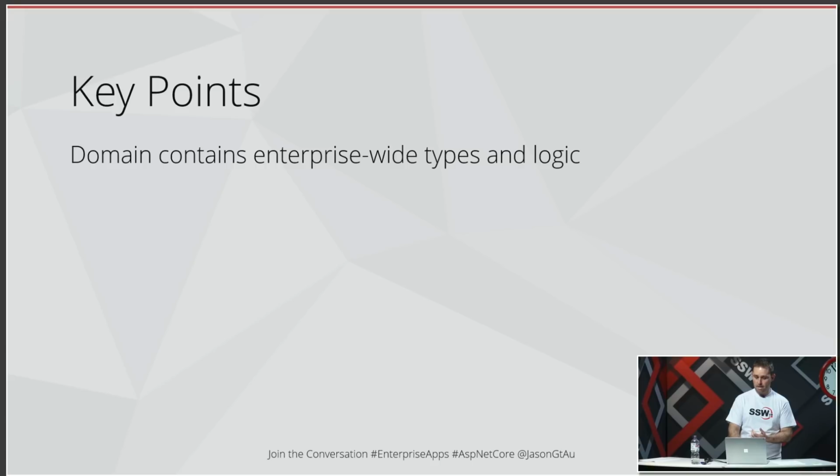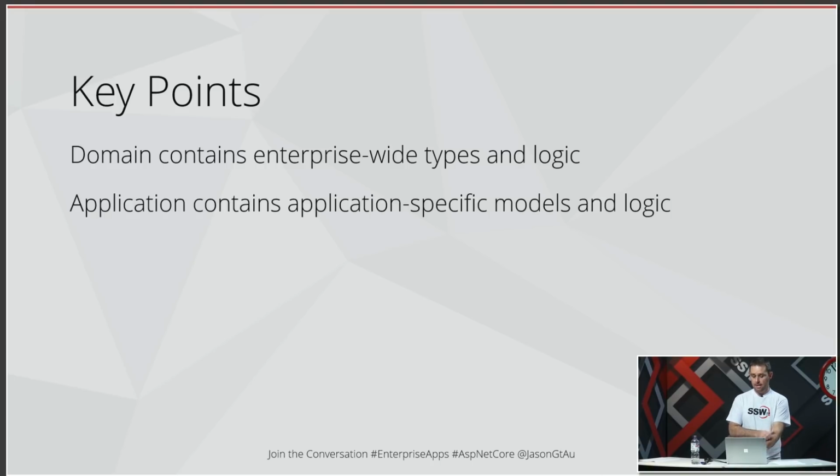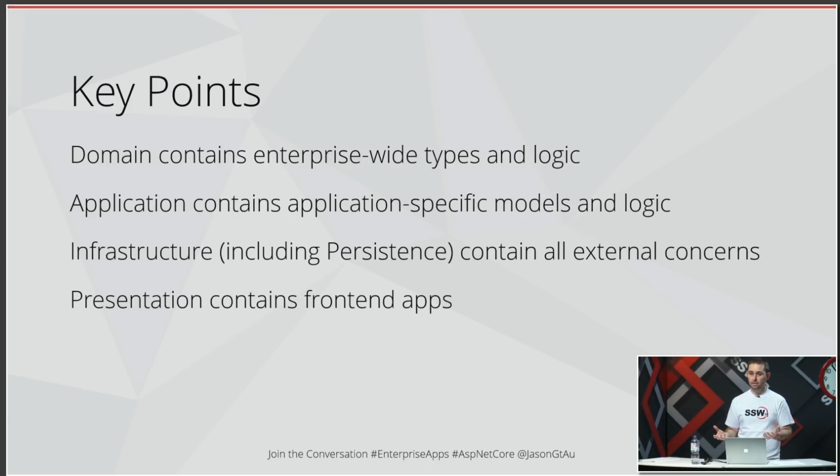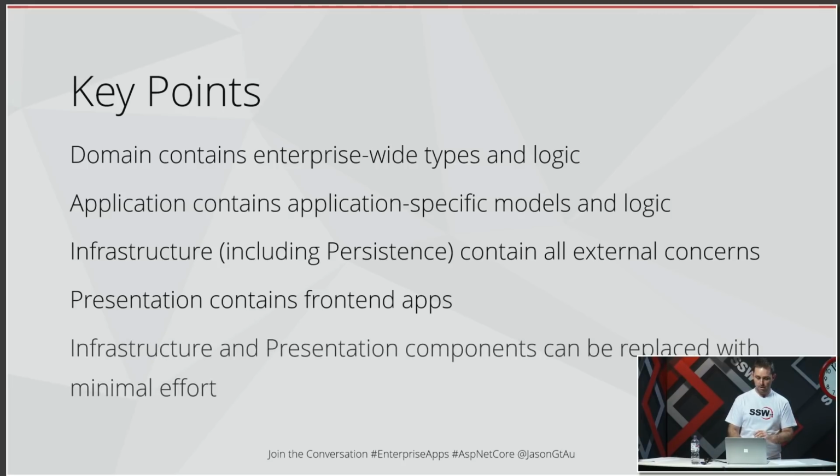So let's have a look. Key points. Domain contains enterprise-wide types and logic. Application contains application-specific models and logic, so your view models and DTOs. The infrastructure, including persistence, contains all of our external concerns. The presentation contains our front-end apps, and that can be absolutely anything, but the important thing there is they only communicate with the application layer.